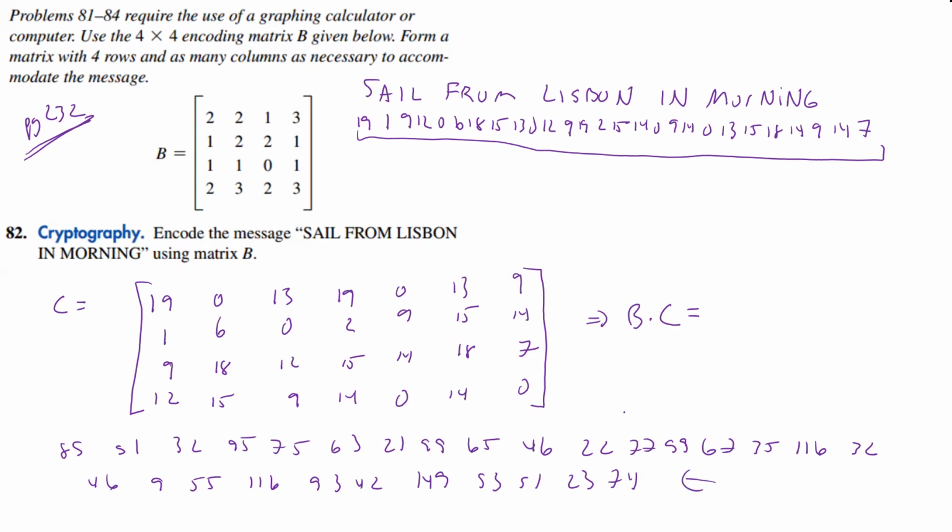Now we could decode it again, but we'll have to find B inverse and then multiply it times the coded matrix, and that would give us our decoded message, which, if you decode it, should hopefully say "sail from Lisbon in morning."